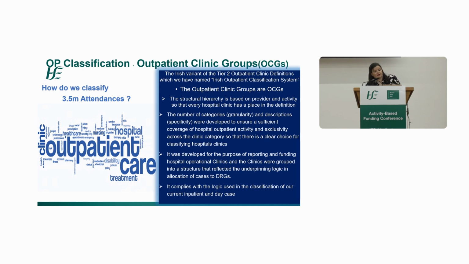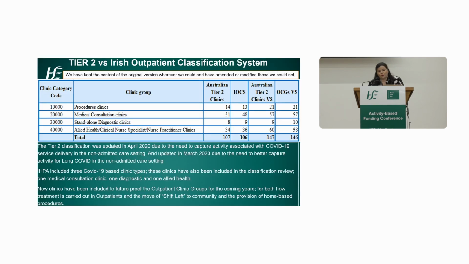It's a structural hierarchy. It's based on provider and activity. The granularity and the specificity ensures a sufficient coverage of the hospitals, and it was developed for the purpose of reporting and for funding, and it underpins the logic associated with our inpatients and day cases where we map to DRGs. So you have that level of hierarchical consistency from your inpatient, your admitted setting to your non-admitted setting.